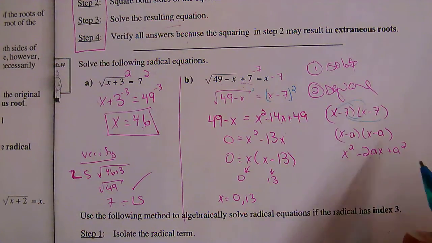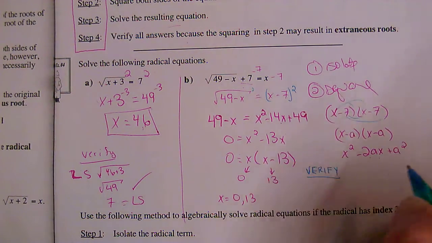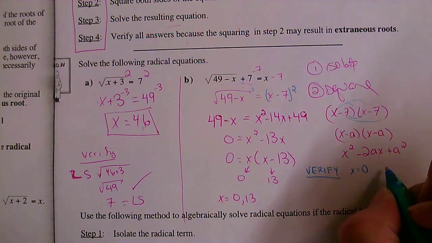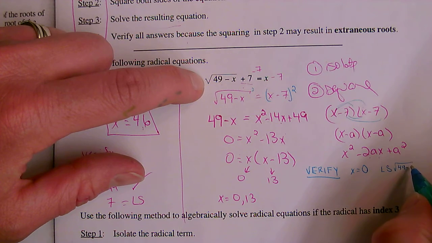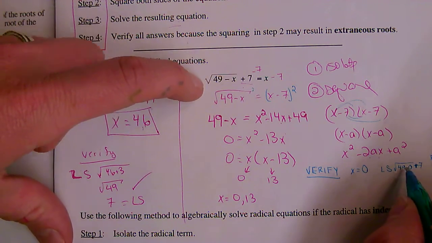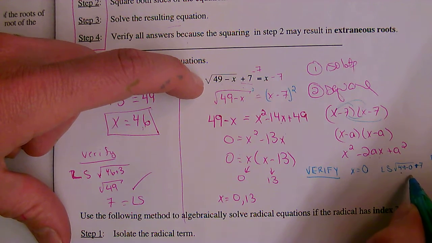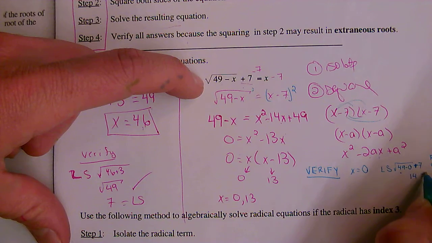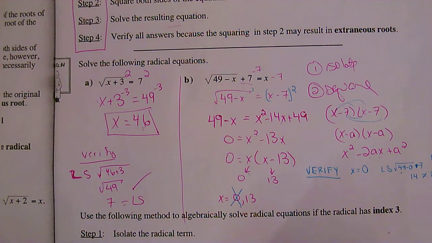Okay. So now I kind of took up my room here, so I'm going to try to be as organized as possible. So x is equal to 0. For my left side, that's going to be 49 minus 0 plus 7. And then my right side, I'm plugging in 0. So 49 minus 0 is just 49. The square root of 49 is 7. 7 plus 7 is 14. 14 sure as heck does not equal 0. So that is an extraneous root.